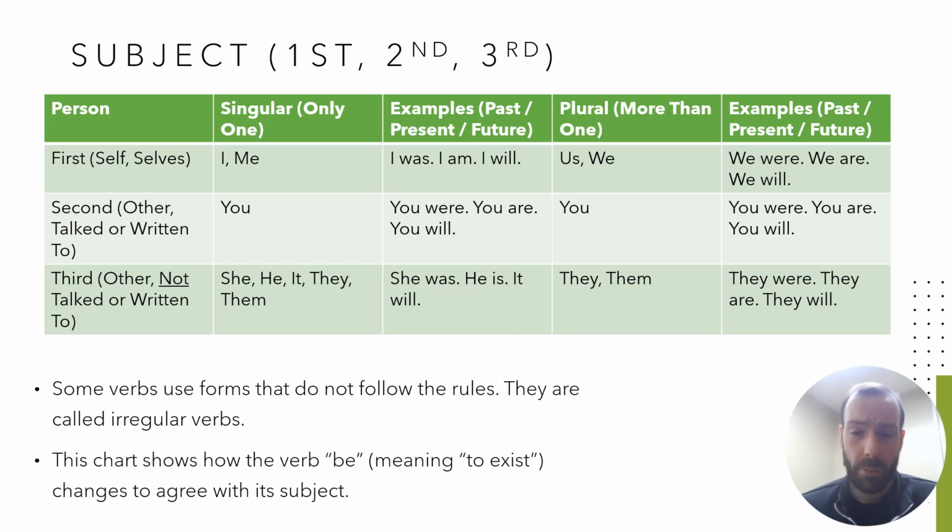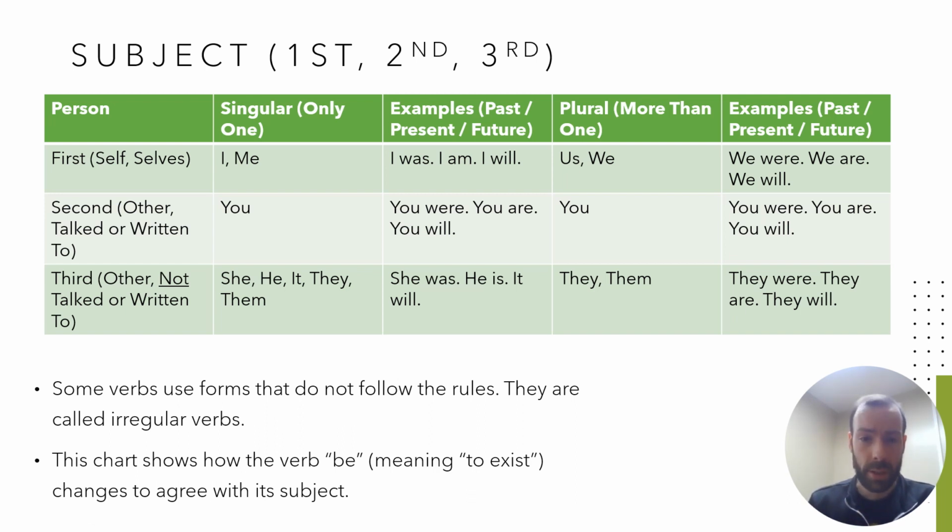If we're talking about more than one person in the third person, so a group who's not here, then we use the pronouns they or them. And notice that you can use they or them for singular, just one person, or a group, more than one person. If we're talking about that group in the past tense, we say they were doing something. If we're talking about them in the present tense, we say they are doing something. And if we're talking about them in the future tense, we say they will do something.